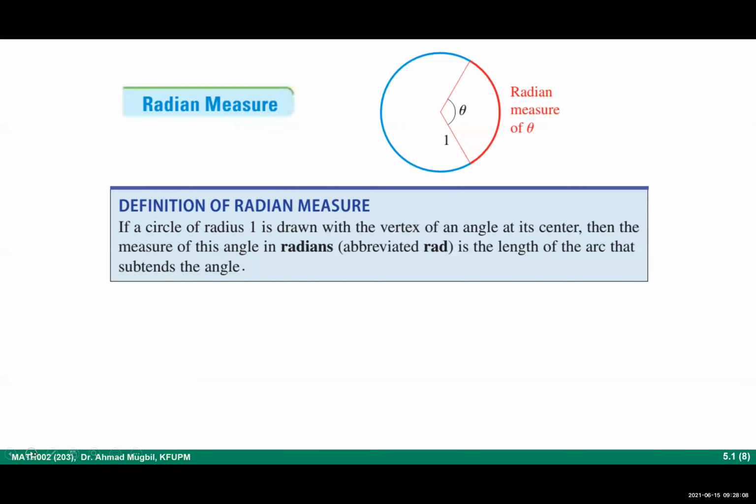Now, we said that we have degree measure. Also, there is another measure that is called radian measure. What is the radian measure? And from where? What is the idea of this measure?